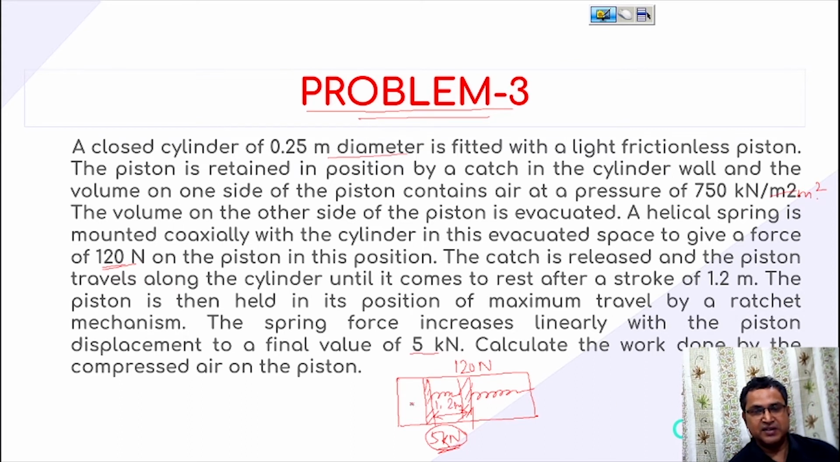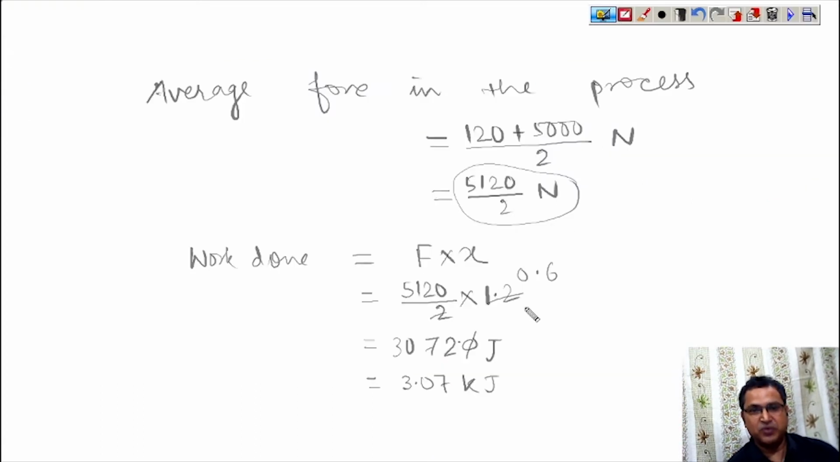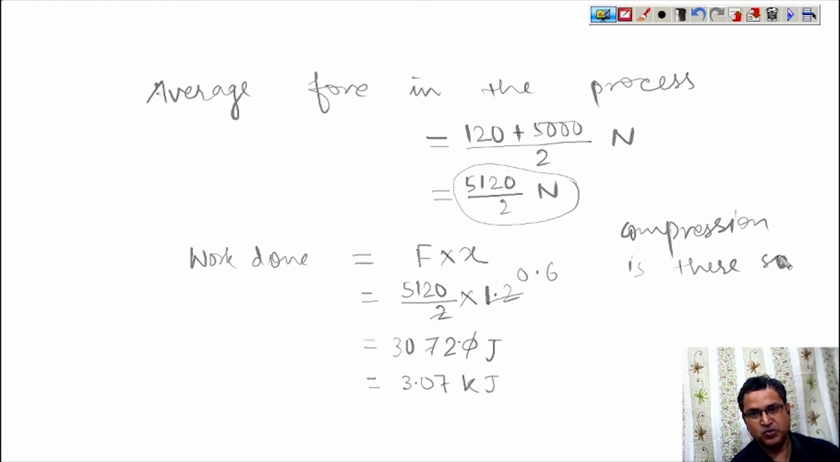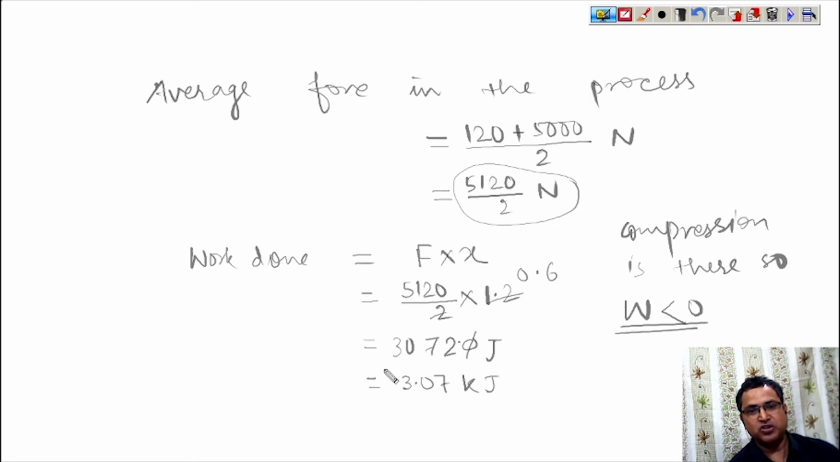Since the air has been compressed, this work done will be negative. So we have to explain this thing. This much amount of work done is the calculated value, and the compression is there, so work done will be negative. So our answer will be minus 3.07 kilojoule. So this is your answer.